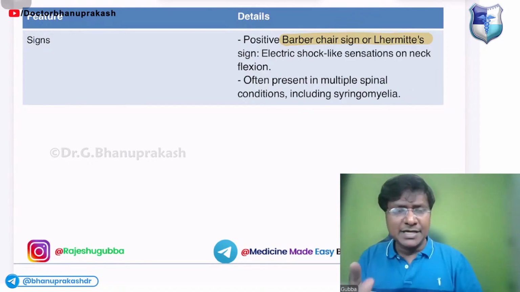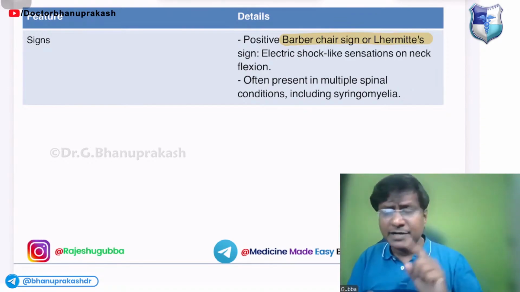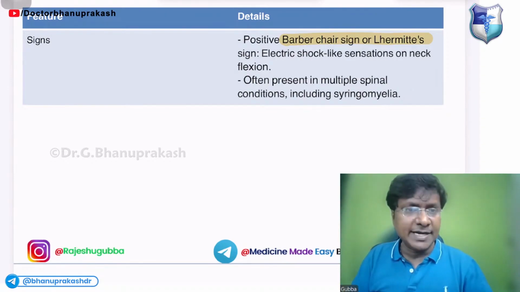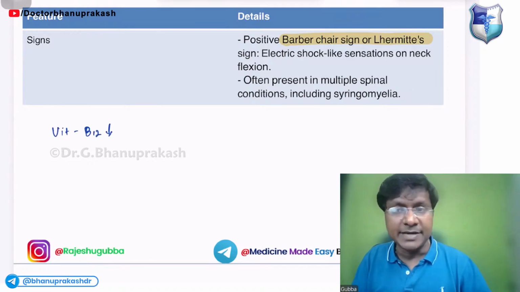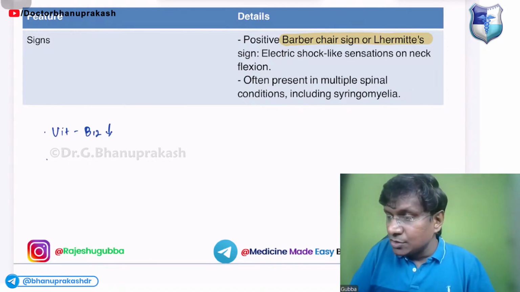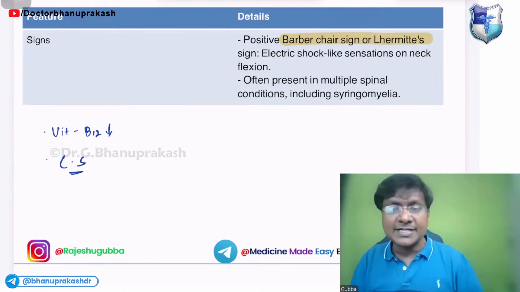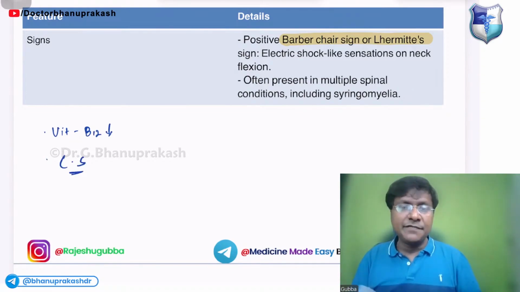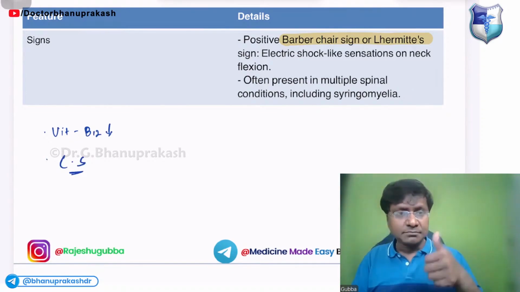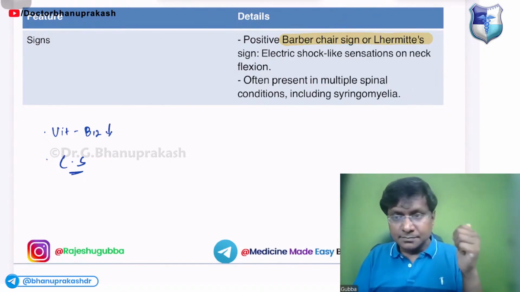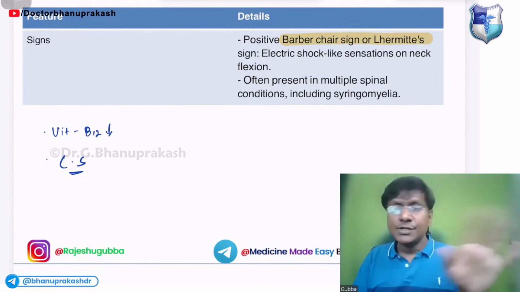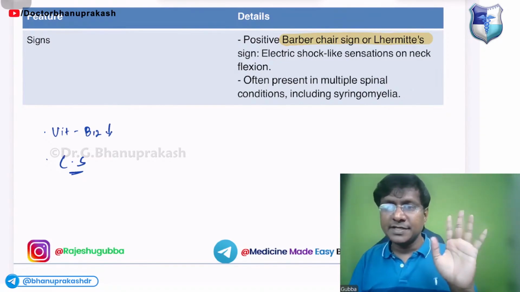So this Barber-chair sign or Lhermitte sign is not present only in case of syringomyelia and multiple sclerosis. It is also observed in case of vitamin B12 deficiency, that is subacute combined degeneration of the spinal cord. And it is also present in patients with cervical spondylosis as well. So these are all differential diagnoses for Lhermitte sign: multiple sclerosis, syringomyelia, subacute combined degeneration of the spinal cord, and cervical spondylosis. Okay, so this finishes the topic of syringomyelia.